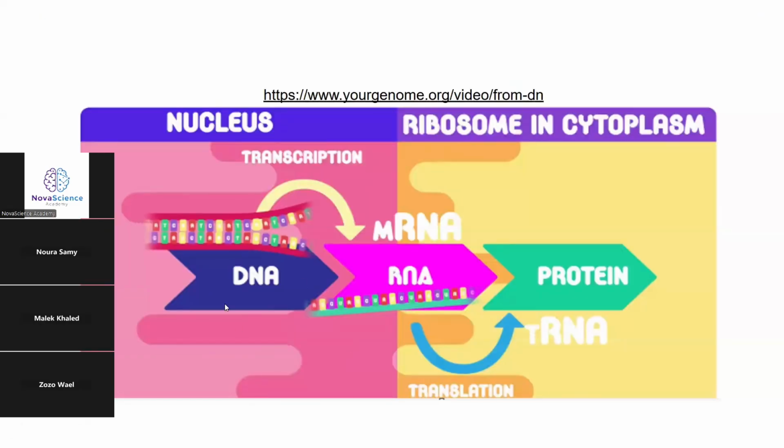So inside the nucleus, transcription happens: DNA makes a copy called RNA, or messenger RNA. This messenger RNA leaves the nucleus and goes to the cytoplasm, to the ribosome, the site of protein synthesis. And who will bring the amino acids, the ingredients? tRNA, or transfer RNA.